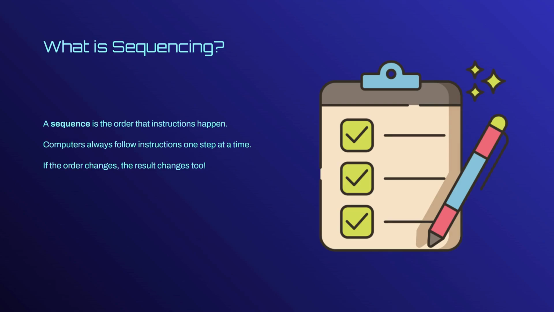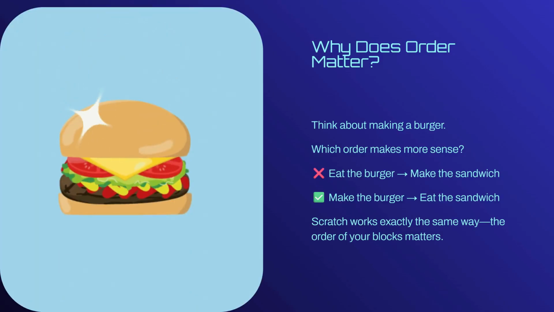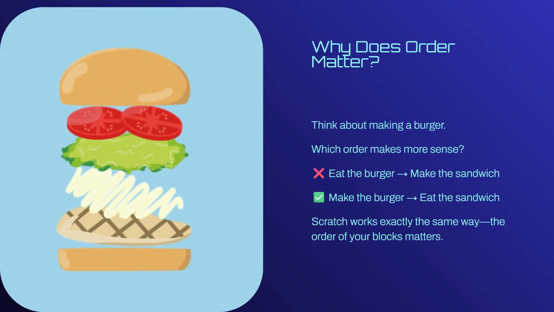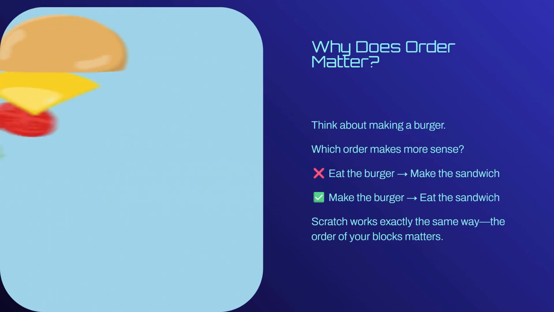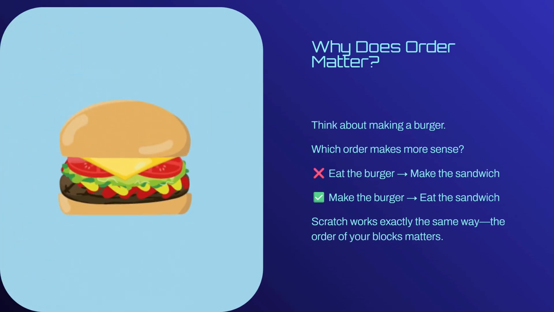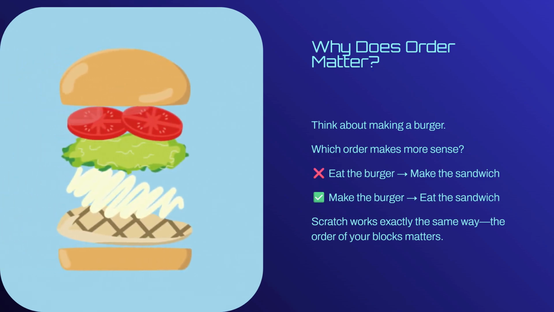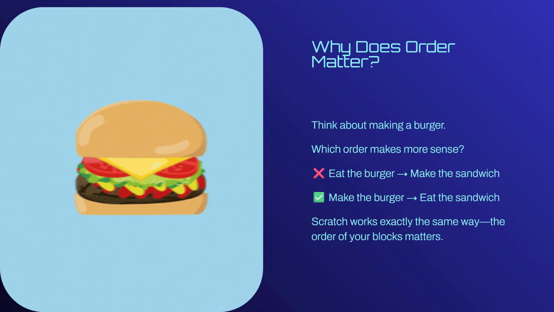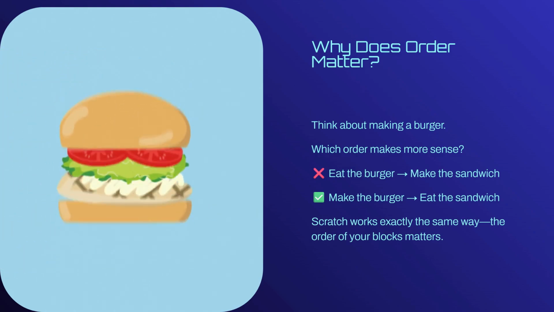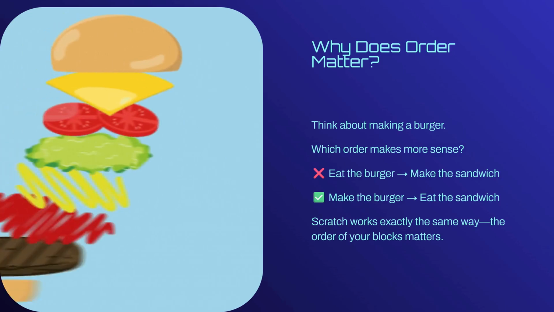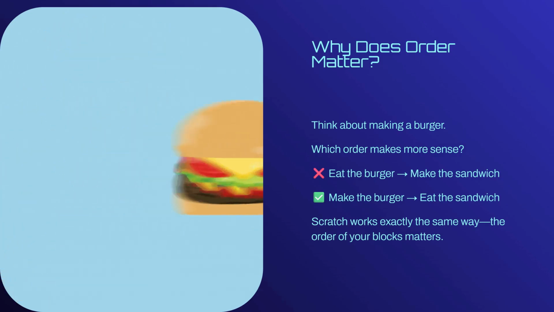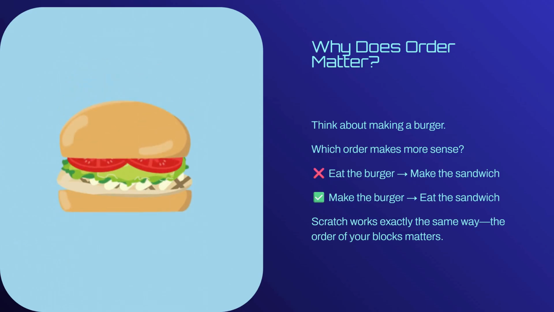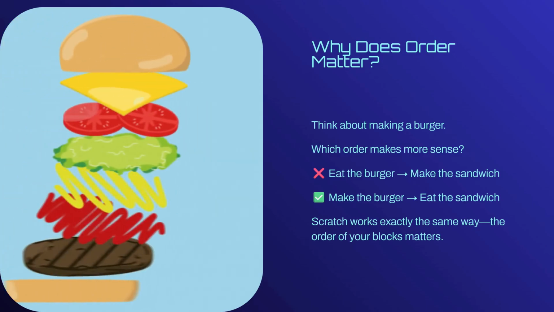Why does order matter? Think about it like making a burger. Which order makes more sense? Eat the burger, make the burger? Or make the burger, eat the burger? Scratch works in exactly the same way. The order of blocks matters. It's like trying to eat cookies without baking them. Makes no sense. The same logic is required for coding.